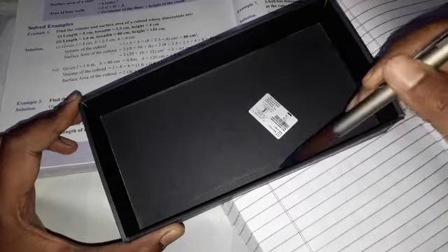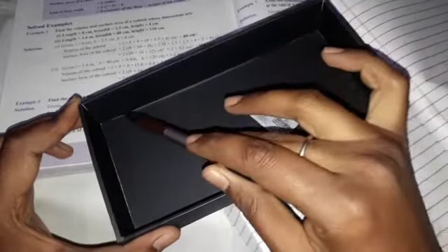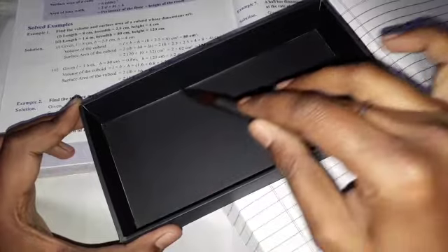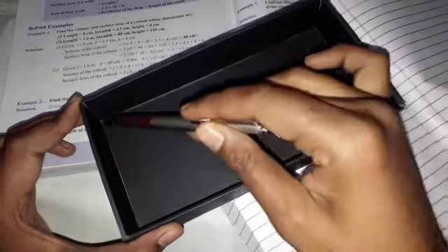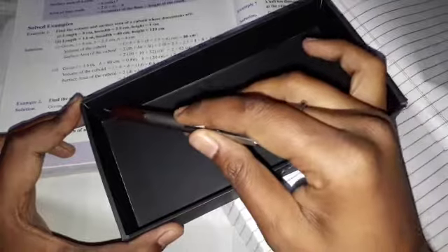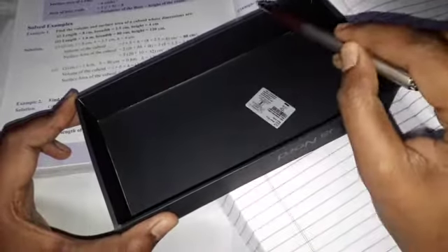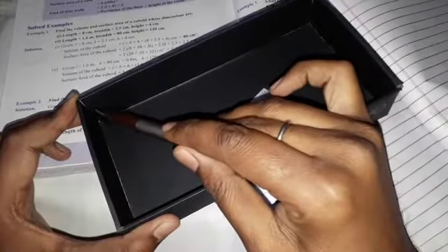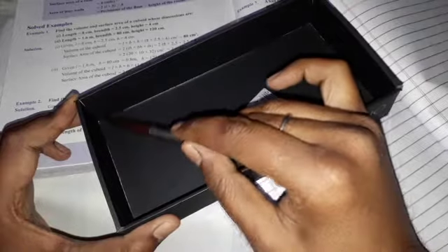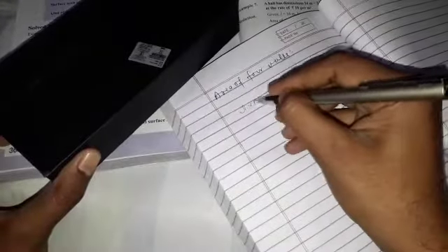But class, it's very important: if we calculate the area of this wall, then the area of this wall is also the same. So what is the area of this wall, class? It's very important to understand, this is your L, this is your B and this is your H. If I am talking about this wall, then the area of this wall means the area of this portion. So that is L into H.